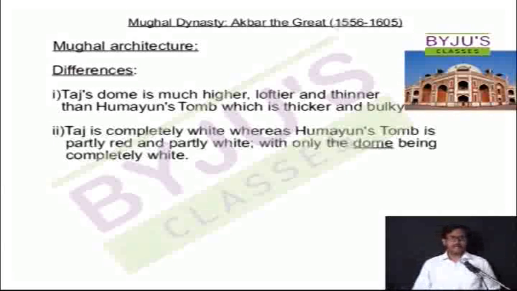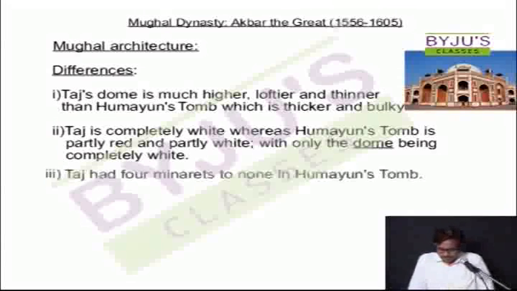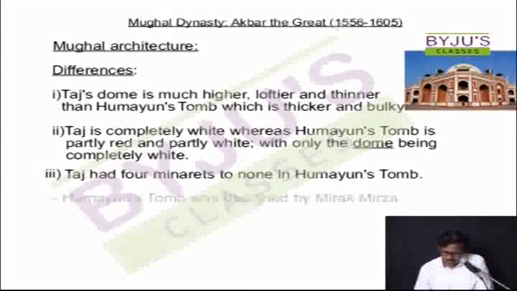The Taj has 4 minarets. Humayun's tomb did not have any minarets. Because the basic structure of the Taj is very much taken from Humayun's tomb, it is called the prototype of the Taj Mahal, and it was designed by an Iranian architect, Mirak Mirza.